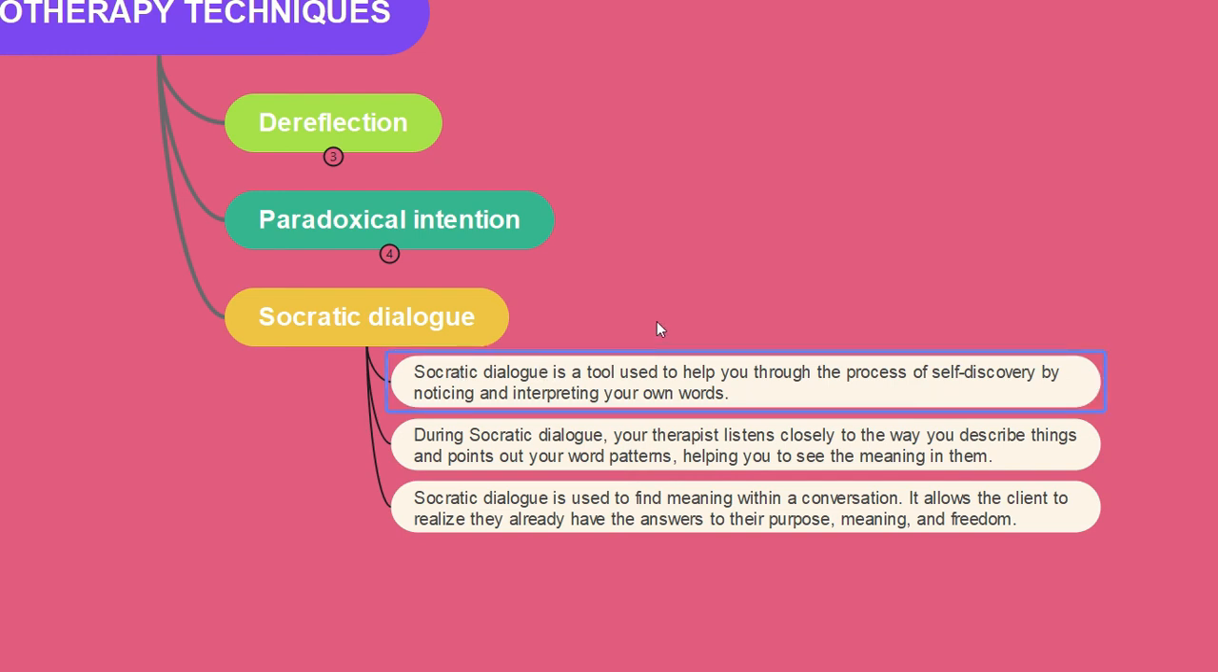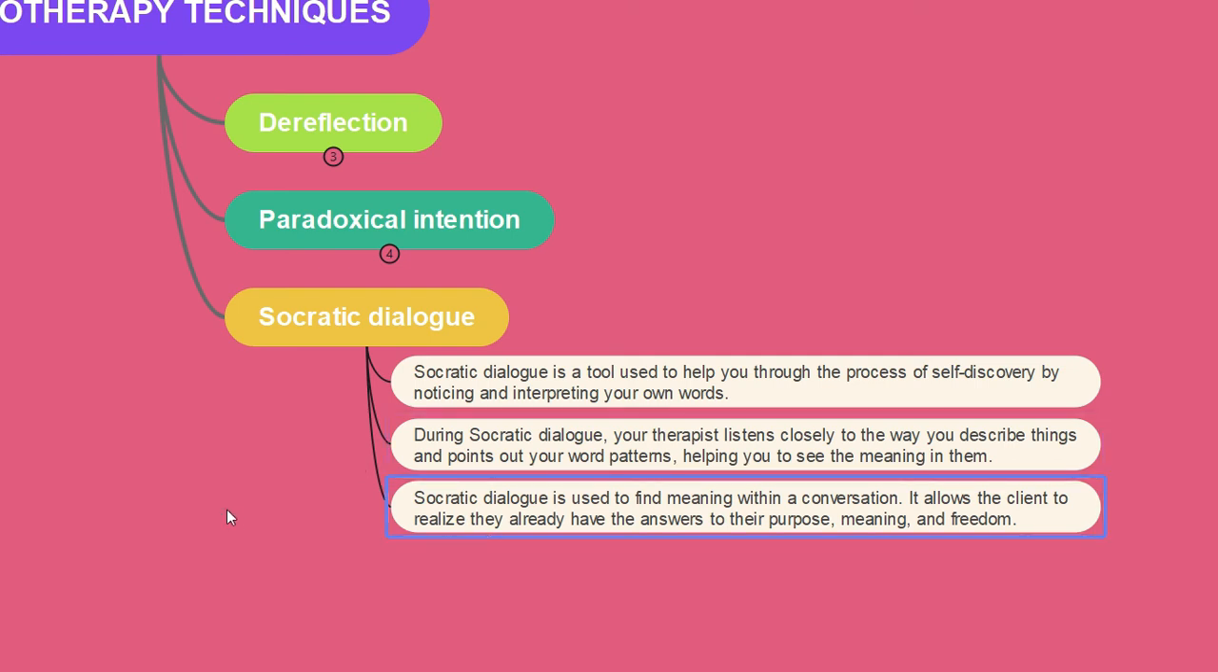And the most favorite, or my favorite one, Socratic dialogue. Socratic dialogue is a tool that is used to help you through the process of self-discovery, where you will learn about yourself by noticing and interpreting your own words. During the Socratic dialogue, your therapist listens closely to the way you describe things and points out your word patterns, helping you to see the meaning in them. So the therapist listens very closely and explains what kind of word patterns you are following.